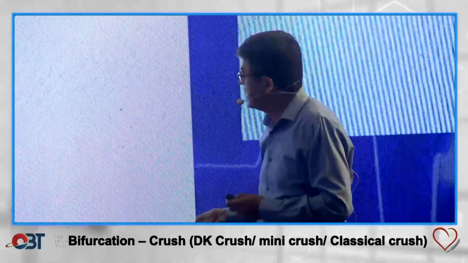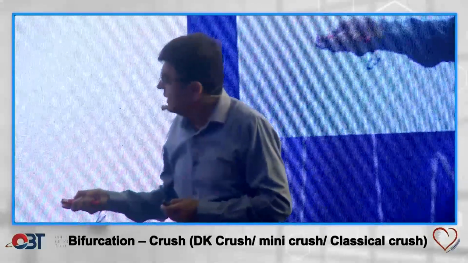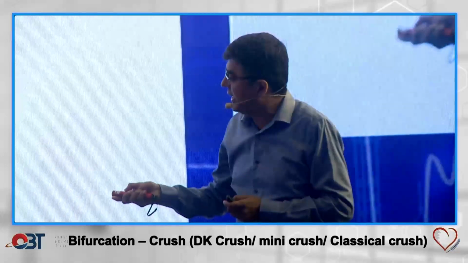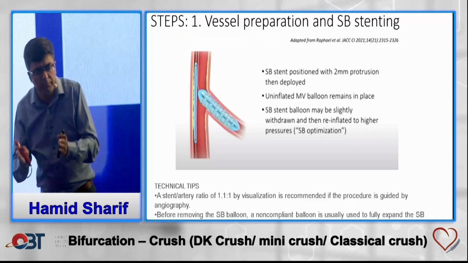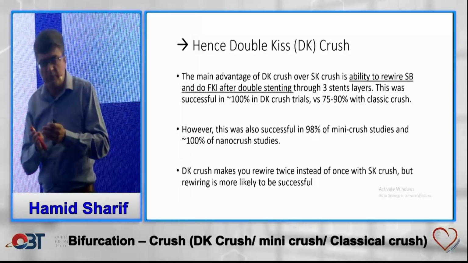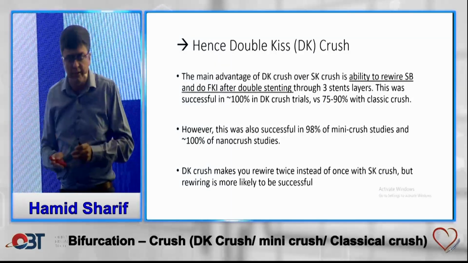Before removing the side branch balloon, a non-compliant balloon is usually used to fully expand the side branch. This is optional. As I said, we pull back and go higher. We can also even use a non-compliant balloon to make sure that this is flared up properly before we crush it. So this is the first step: vessel preparation, slight protrusion of the side branch into the main branch, making sure it is deployed properly, and the ostium is flared as well.